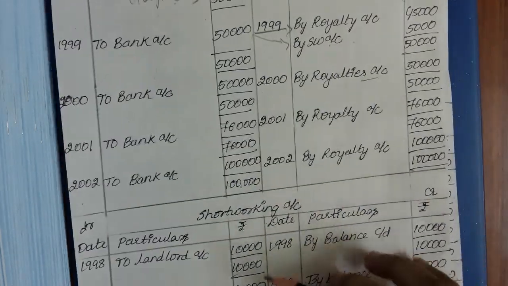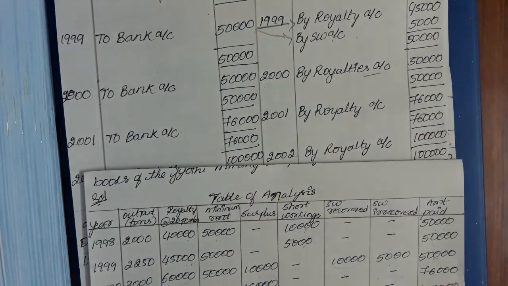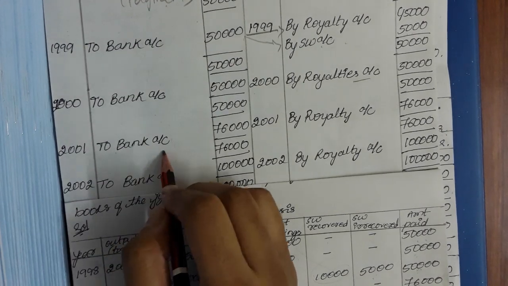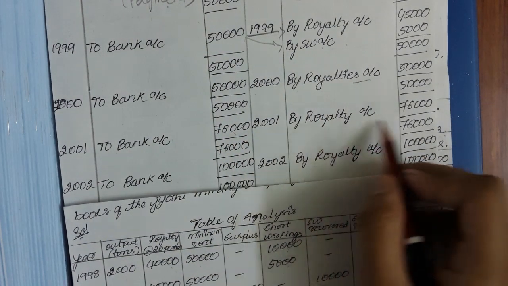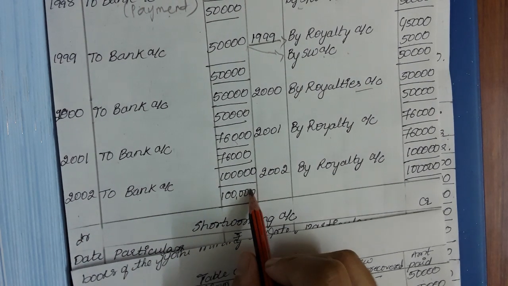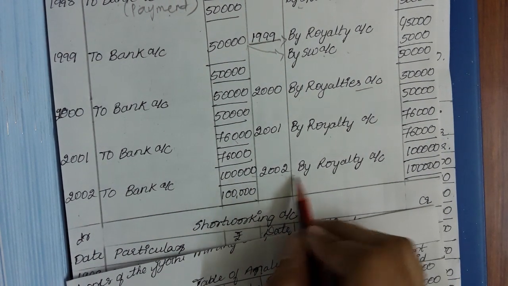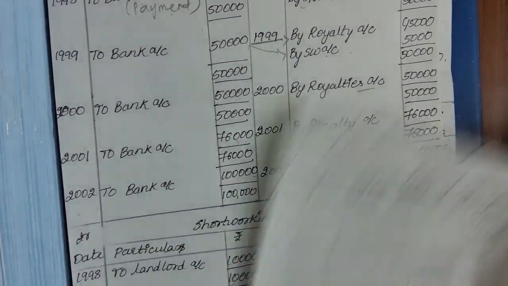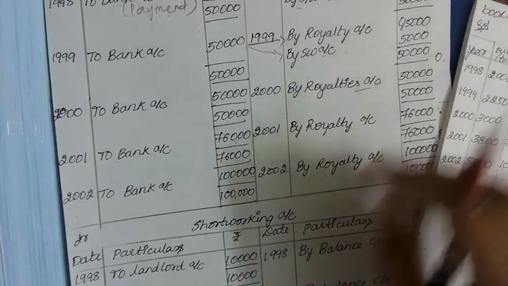Done. So in the fourth year also you got 76,000. It was completely sufficient for the purpose of paying the money to the landlord. So to bank account 76,000 you paid by royalties. In the next year, 2002, to bank account, how did you pay? It is by royalties, 1 lakh completely. There are no short workings. You have not shown any short workings, right? The landlord account is completed.